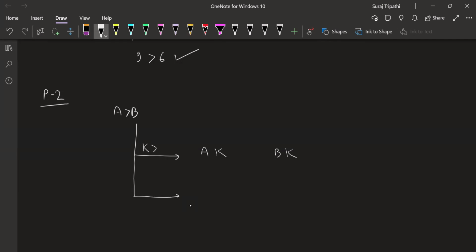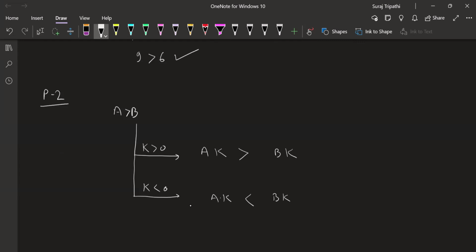If K is positive, K is greater than 0, then multiplication is allowed and the inequality will remain the same. A times K will be greater than B times K if K is a positive number. Then if K is a negative number, here we have to change the sign of inequality. The sign of inequality will be inverted, so A times K will be less than B times K. So multiplication is only allowed if we know the sign of the number we are multiplying both sides by. If we don't know the sign, then multiplication is not allowed in inequality.